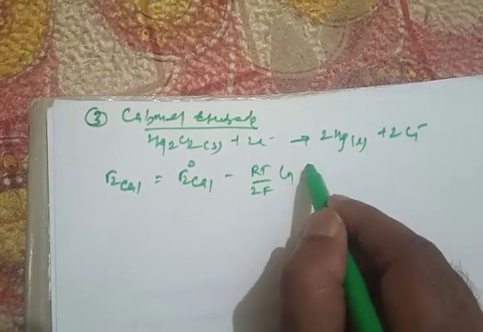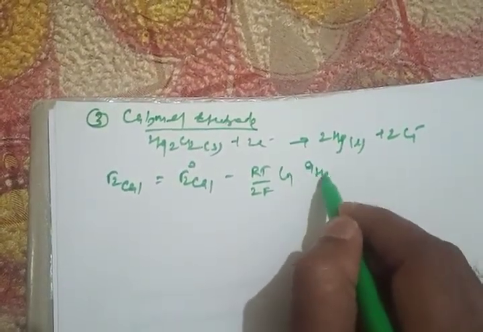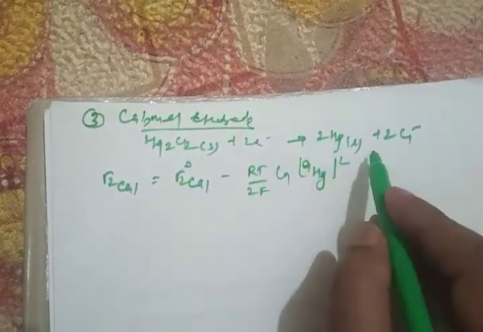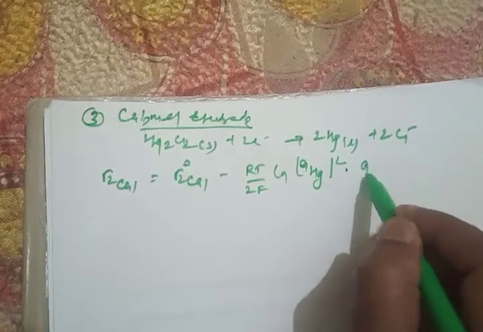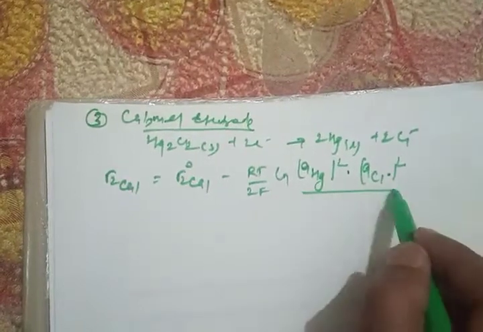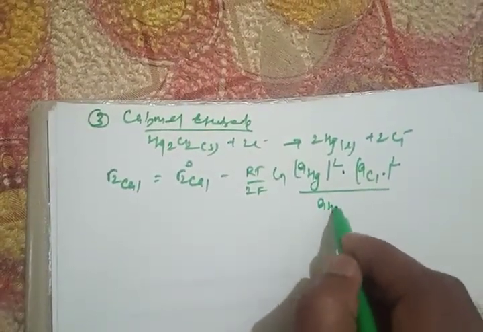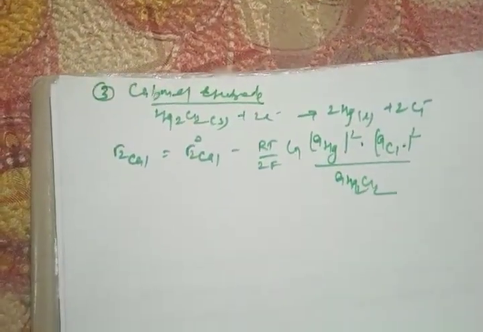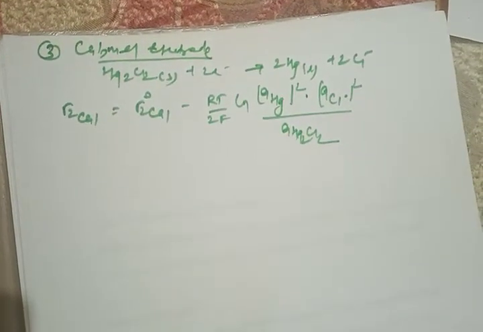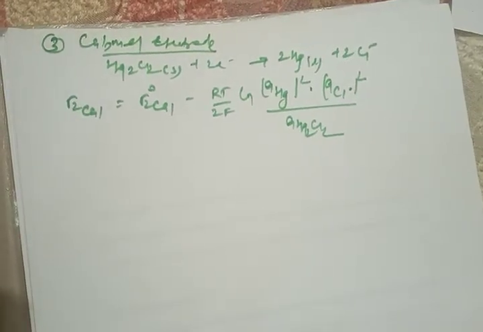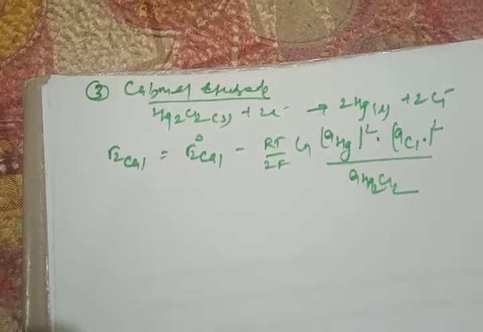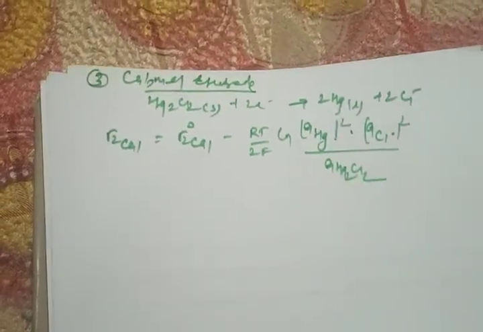Okay, so what about the activity? Activity of AHg, and this will be squared because of the coefficient 2. Similarly ACl negative, and this is again squared, and upon AHg2Cl2. This is very important to remember. Because in this case we are writing only E Cal. So E Cal is the indication of what? Calomel, the calomel electrode.